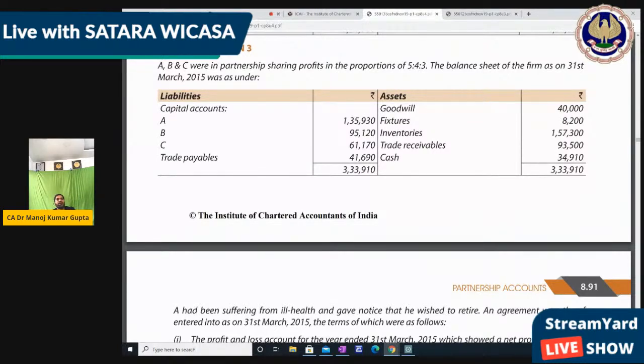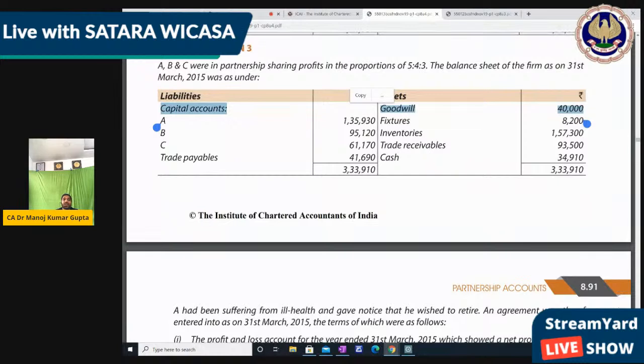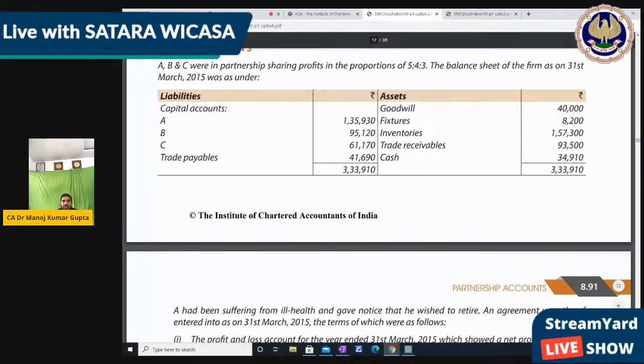Capital of A, B, C, net payable, goodwill. Goodwill already given in the books. It means the goodwill account is already open. Right? Furniture, inventory, trade receivables, cash. Okay.